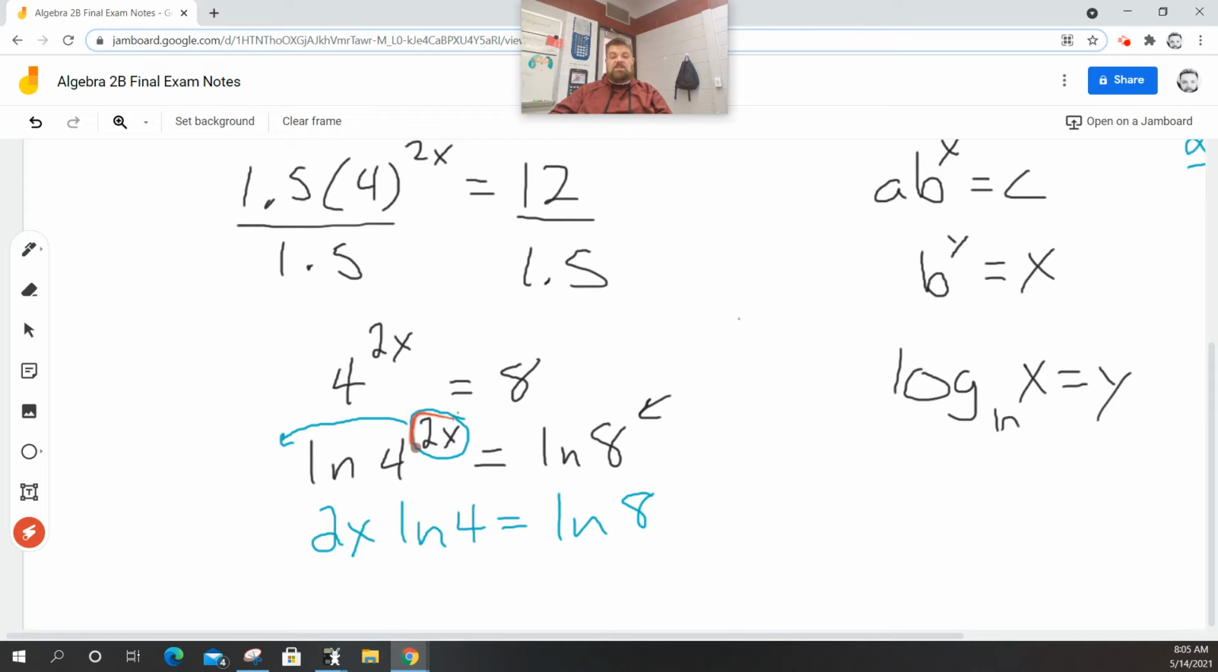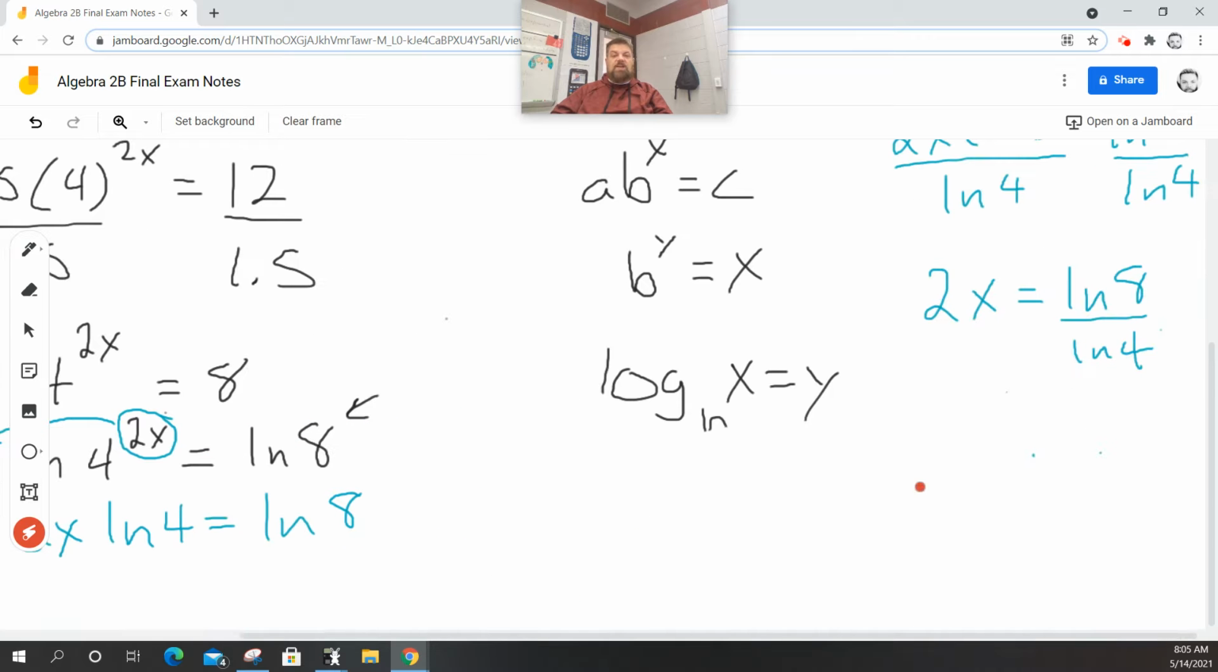Now, the nice thing about that is that the property of logs allows me to take that exponent and toss it to the front because I'm trying to isolate the x, okay? So then I can rewrite that as 2x times the natural log of 4, which is equal to the natural log of 8. I should point out that the natural log of 8 and the natural log of 4 are actually numbers, okay? I can plug those in the calculator and actually get a number.